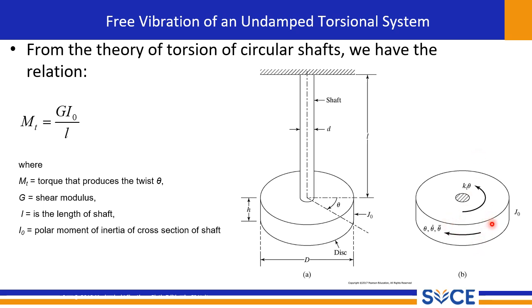We see the torsional stiffness, K_t, acting against the displacement theta. Also, theta is the angular displacement, theta dot is the angular velocity, and theta double dot is the angular acceleration. In the next step, we will use this fundamental relationship to derive the equation of motion for this torsional system and explore its free vibration characteristics.